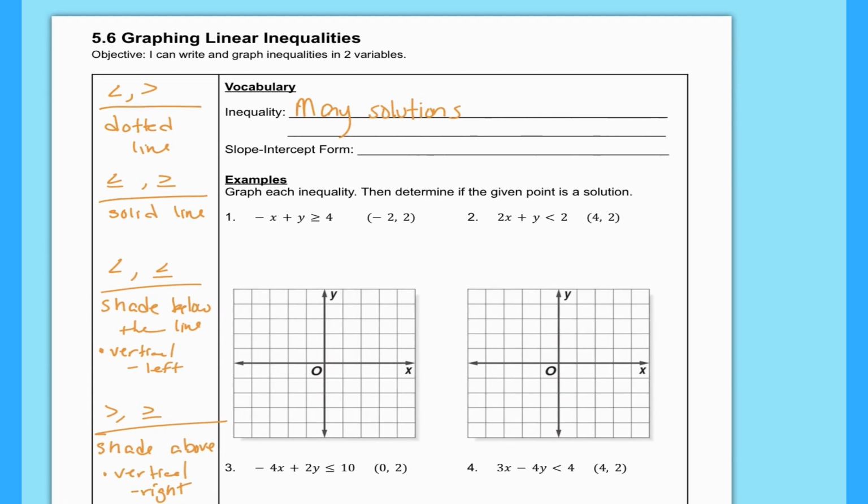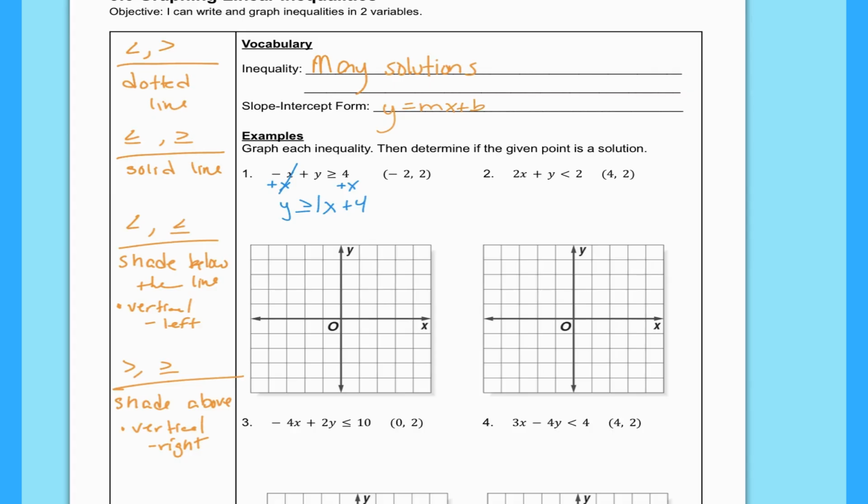Just like a regular equation, we need it to be in slope-intercept form, so we can see the slope and the y-intercept in order to graph these. Number one, I need to rewrite in slope-intercept form. I'm going to add x to both sides. Then I have y is greater than or equal to, and I want my x term first. I like to put the 1 there so I can see it, and then a positive 4. So my y-intercept is positive 4.